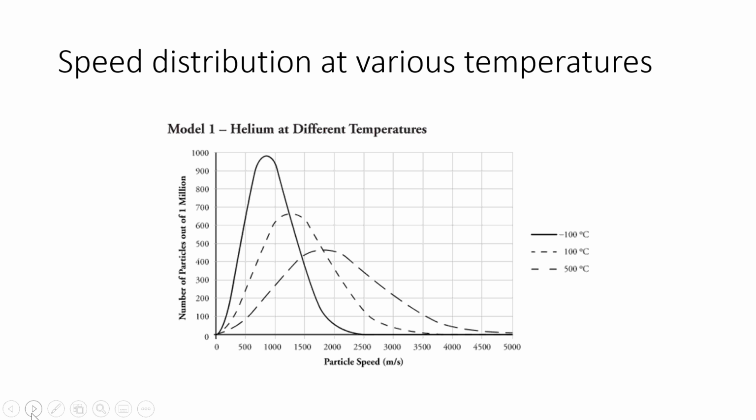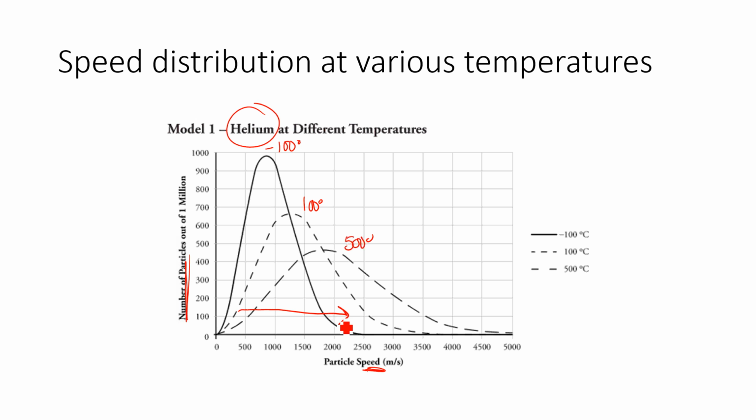Okay, so now let's take a look more at this whole temperature and kinetic energy piece of things. So we're looking at a couple data sets. If you look at this data set, we see a speed distribution at various temperatures. So these are 3 different lines, and we're looking at speed versus number of particles out of 1 million. So these are all the same sample size, and they're all helium. The only difference here is they're at different temperatures. So this one is at negative 100 degrees Celsius, this one is at 100 degrees Celsius, and this one is at 500 degrees Celsius.